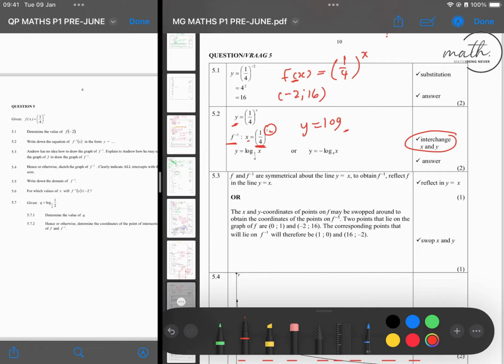Here at the bottom you put whatever is here. So it's 1/4. And then on the other side you put the x. And that's how you get this.